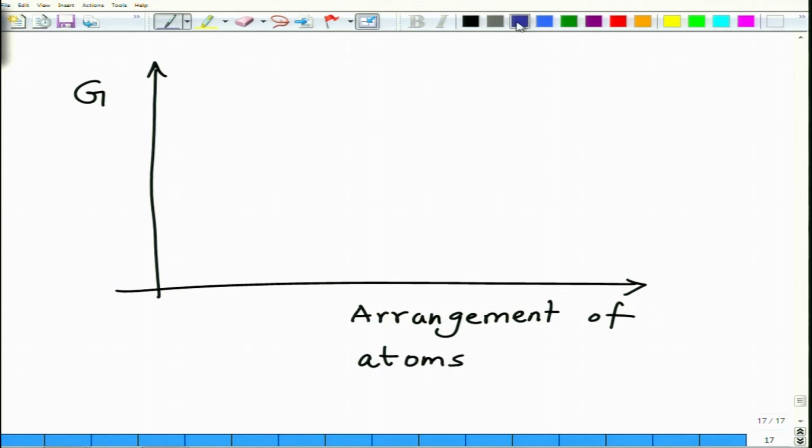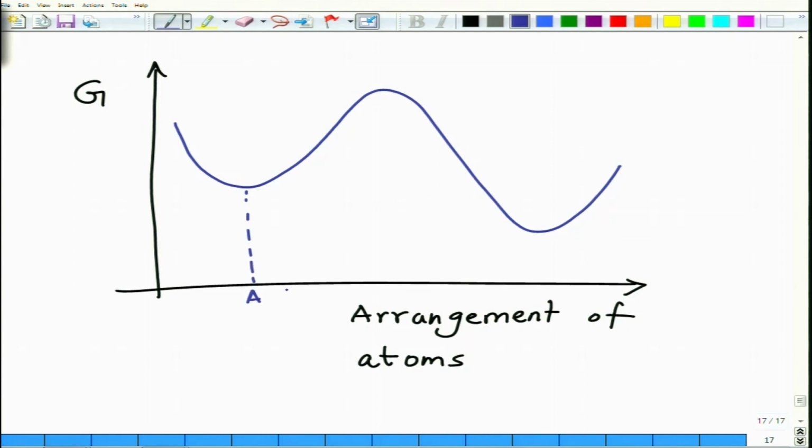So, if I make a plot of this, so this is for example the situation: you have a state A and you have a state B. You can see that there are two minima here. So, dG for this is also 0, dG for this is also 0.